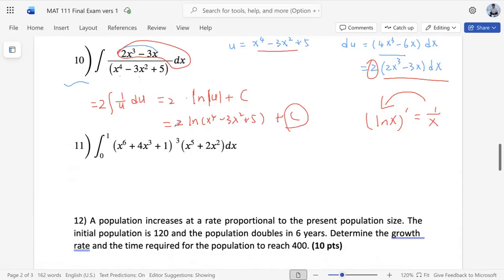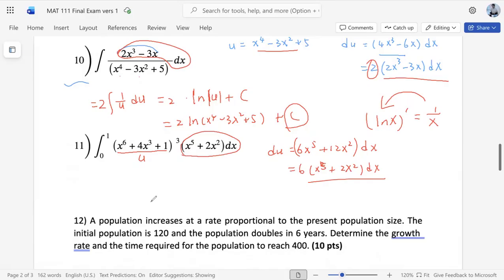So 11 is similar. We're going to use u to substitute this one. Then we see du. So let's write down du outside: 6x raised to 5 plus 12x squared, and dx. So this one we can factor out 6. So I get 6 times x raised to 5 plus 2x squared dx. And this is exactly this.